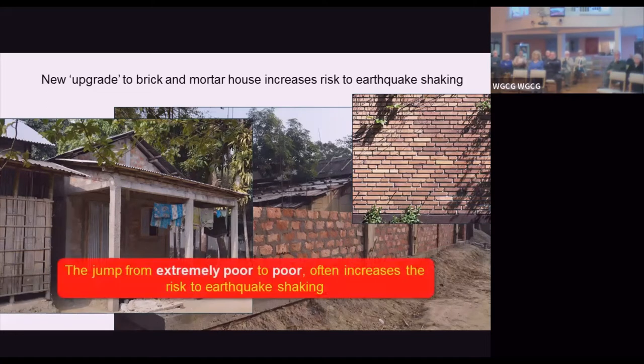So what we say is the jump from extreme poverty to just poor, which by any standard is still quite poor, puts them at a higher risk to earthquake shaking, even though it's a good thing socially. This is a dilemma we fall into, but that's worth remembering, same for all hazards. And it's worth repeating this old idiom, that adage that Nicholas Ambraseys said, that earthquakes don't kill people, buildings do. And the type of building you're in at the moment of the earthquake really matters.